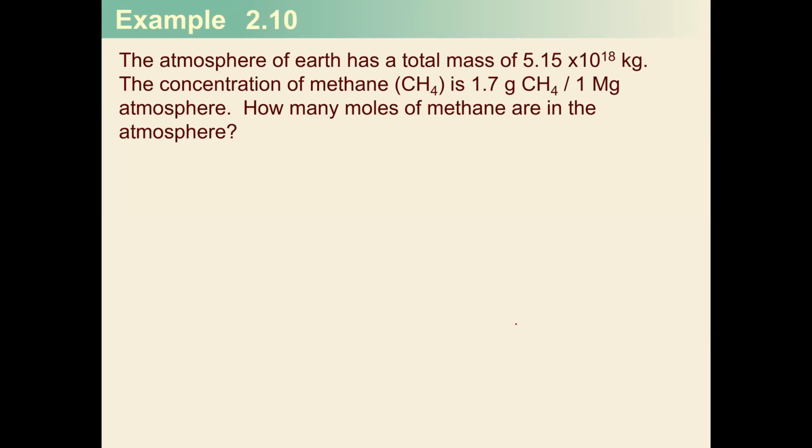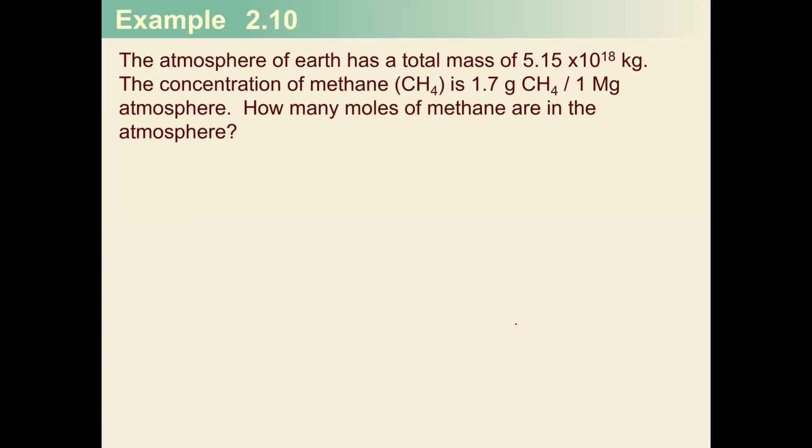The atmosphere of Earth has a total mass of 5.15 times 10 to the 18th kilograms. The concentration of methane is 1.7 grams of methane for 1 megagram of atmosphere. How many moles of methane are there in the atmosphere? Okay, this is going to be a lot of unit conversion, but we can do this. So let us go and do a conversion from kilograms to megagrams.